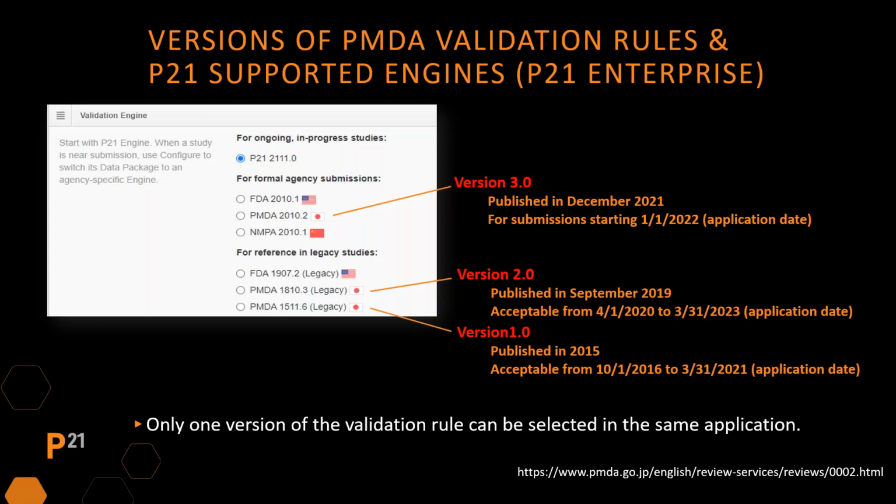So the versions of PMDA validation rules and Pinnacle 21 supported engines are shown on this slide. This is a screenshot of enterprise engine selections in config, and PMDA 2010.2 is supporting PMDA validation rules version 3.0. This is the newest engine that PMDA published last December, and it's for submissions starting January 1st, 2022 and onward.